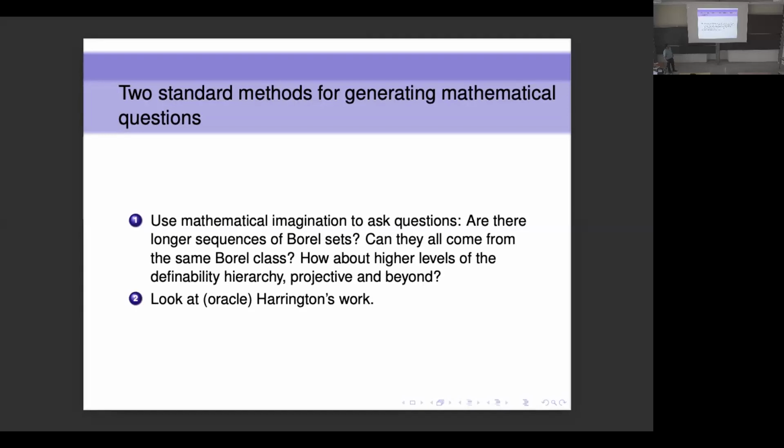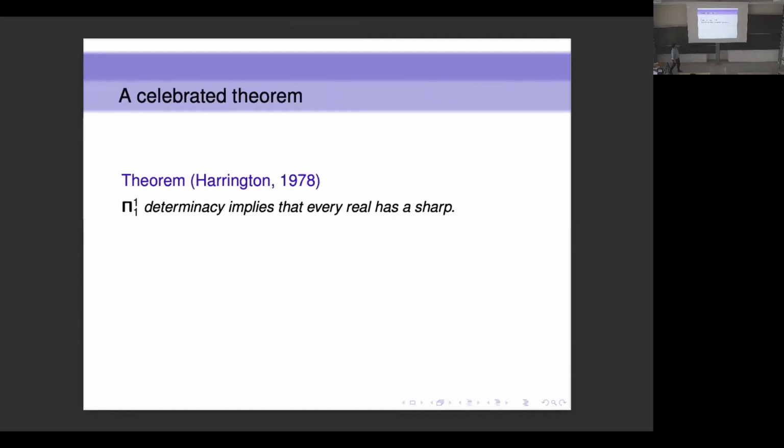Okay, so what did Harrington do? Harrington, in 1978, proved this theorem, which says that if you assume boldface Pi^1_1 determinacy, then you'll get that every real has a sharp. Martin, of course, proved the other direction, so it's an equivalence. Boldface Pi^1_1 determinacy is equivalent to every real having a sharp. Oh, by the way, when I'm writing boldface, that means all, yeah? So the real parameters in the definition. The lightface will just be no real parameters. When you see the dark, then that's all real parameters.